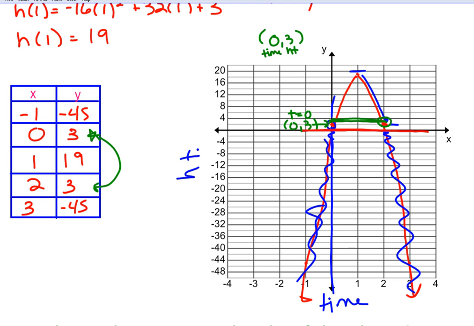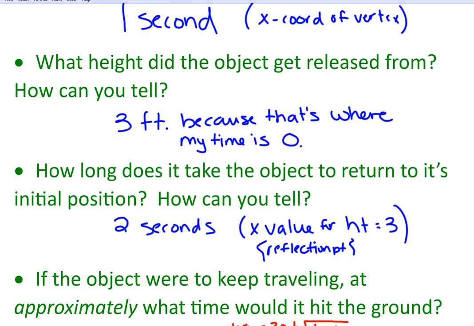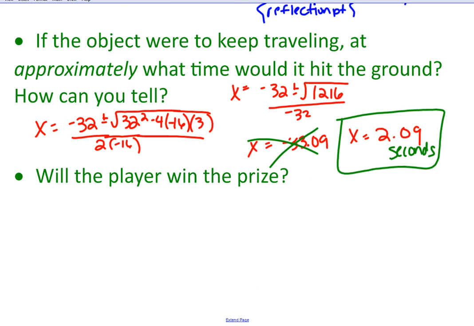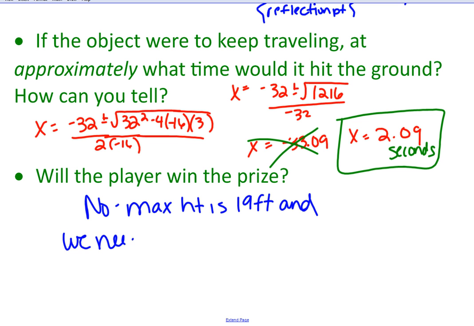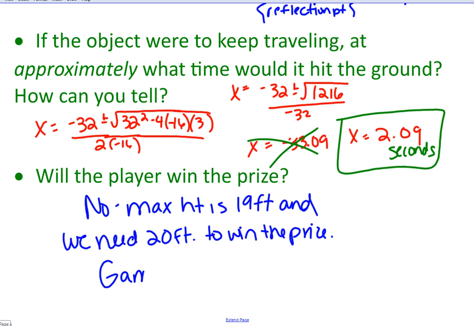So this game is rigged. There is no way that I can win this game. The maximum height is 19 feet. So we're going to say no. Max height is 19 feet, and we need 20 feet to win the prize. So we could say the game is impossible to win. Alright, so they're going to make a lot of money on us playing that game.